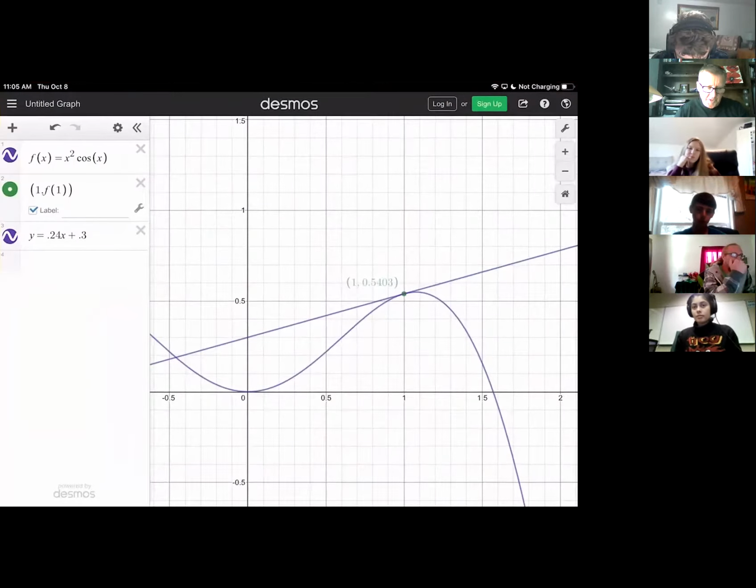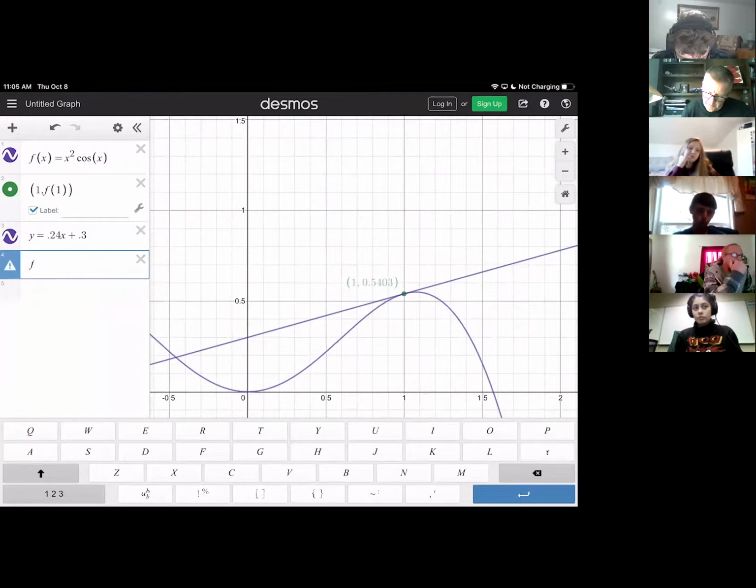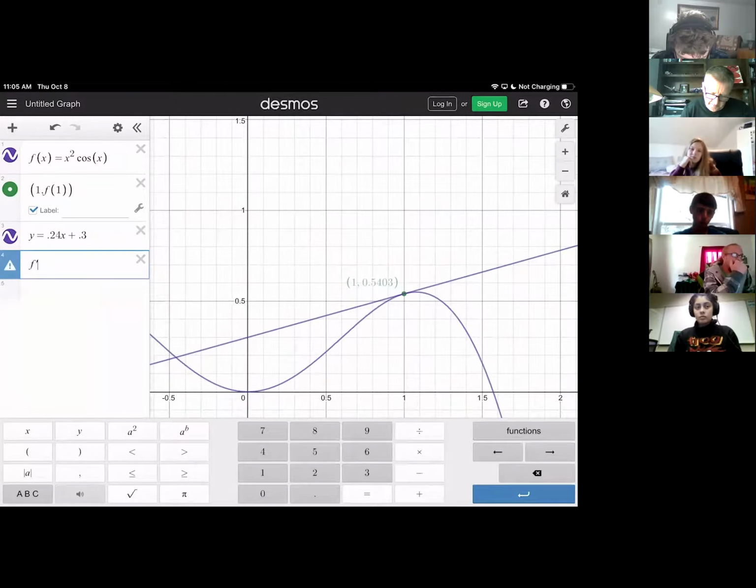And we didn't bother to cheat back here, but we probably should have, right? Even before I did all that math, wouldn't it have been a lot smarter to go in and say, what's f prime of 1?